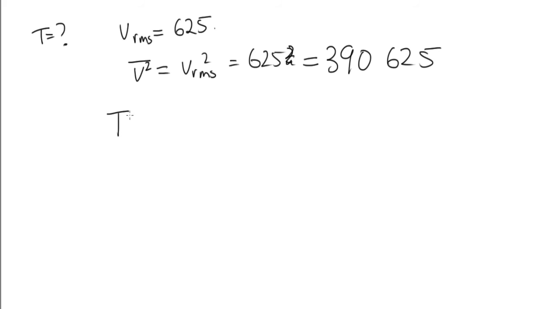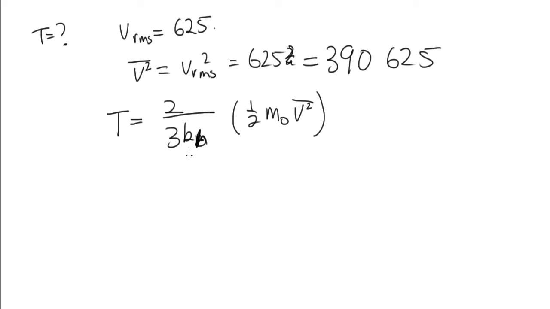Now, temperature is equal to 2 over 3 kB times the average kinetic energy. So we've got this velocity squared. kB is just a constant that we can look up. What we need to work out is the mass of an oxygen molecule.